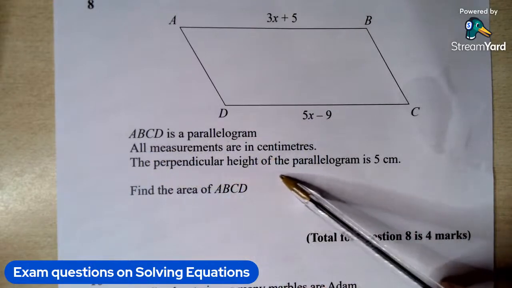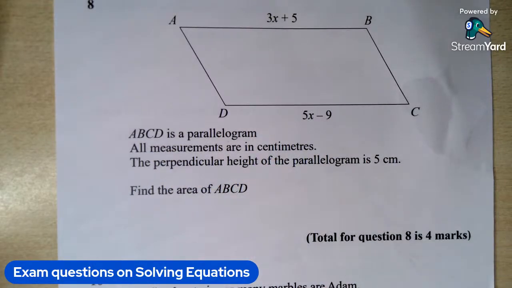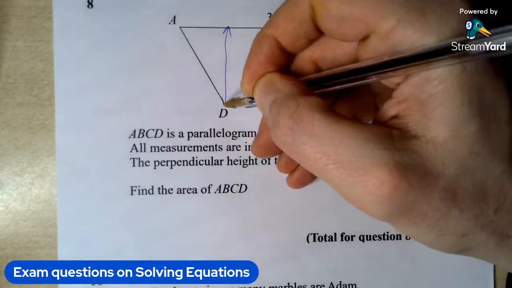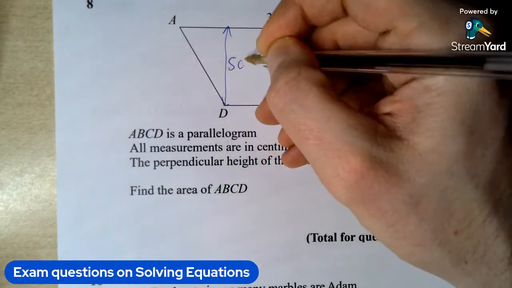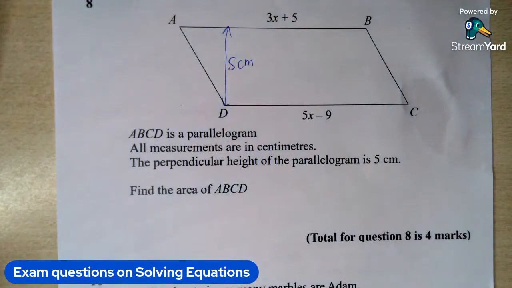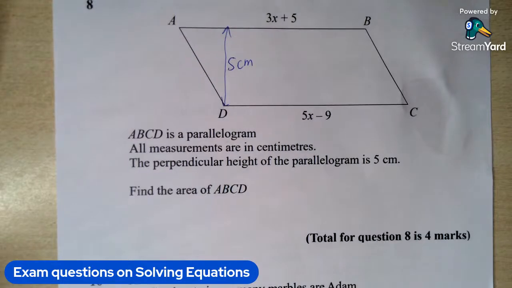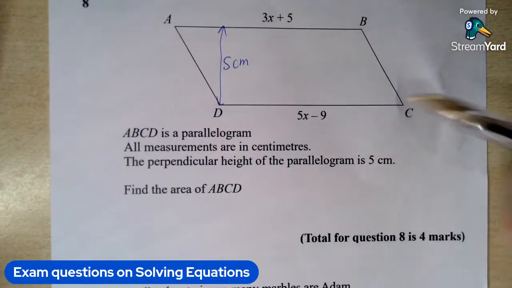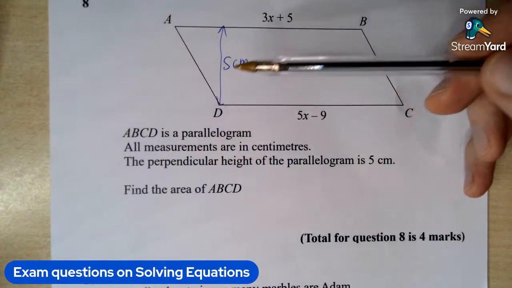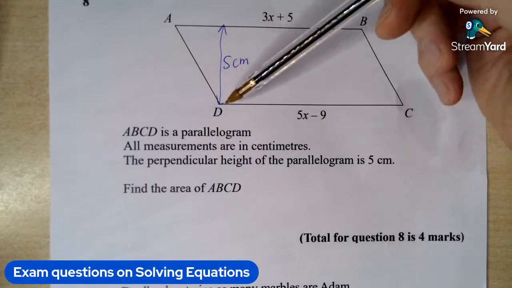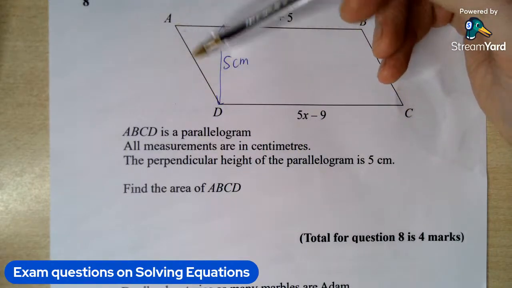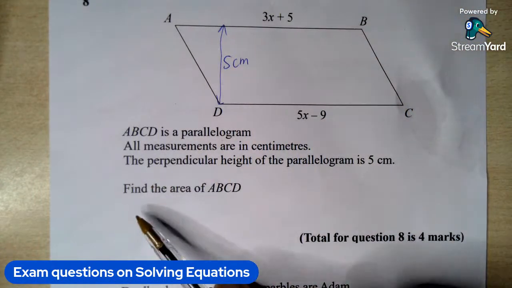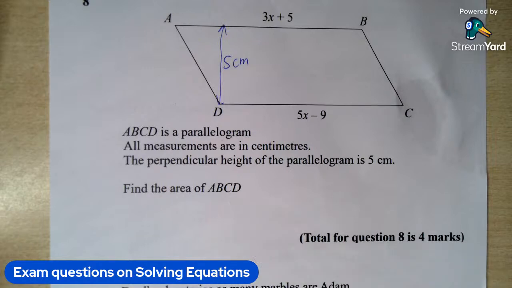The perpendicular height of the parallelogram is 5 centimeters. Perpendicular is where two lines meet at a right angle. So it means the height is 5 centimeters, like that. That's what it means. If you're wondering, this patchy bit was a bit of water from my glass before, but luckily it's not on the question. So perpendicular height, a big misconception, a lot of people think the height of the parallelogram is this diagonal line here. That's not the case. It is this. Perpendicular height is 5 centimeters. Find the area of ABCD.